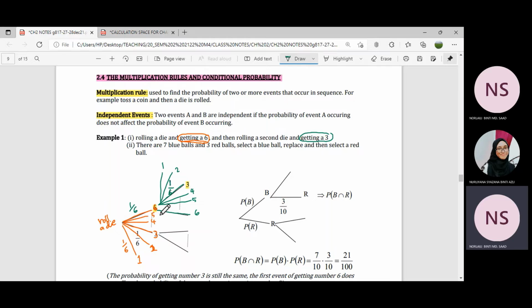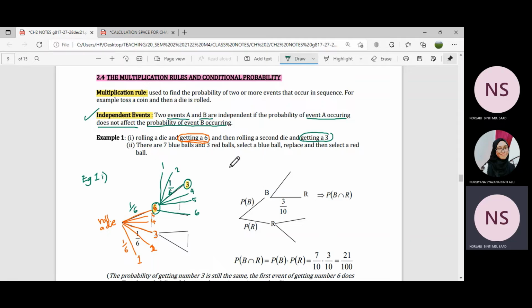If you look carefully, the probability of getting number 6 does not affect the probability of getting number 3. The probabilities remain the same. So this is the example of independent events: when event A and event B are independent, the probability of event A occurring does not affect the probability of event B occurring. This is from example 1, part 1, rolling a die and then rolling the second die.